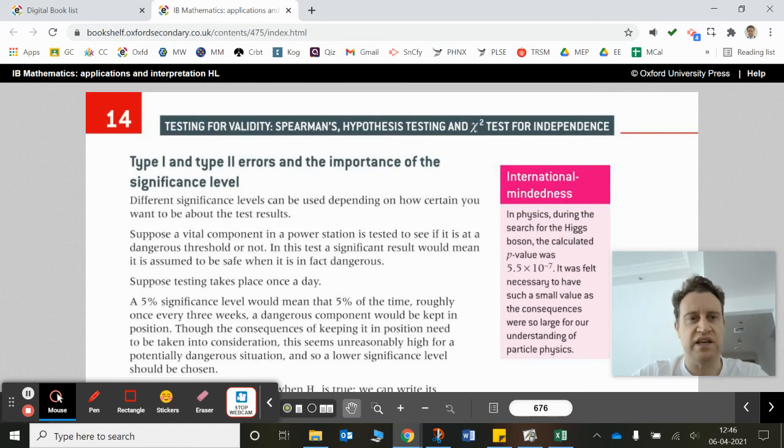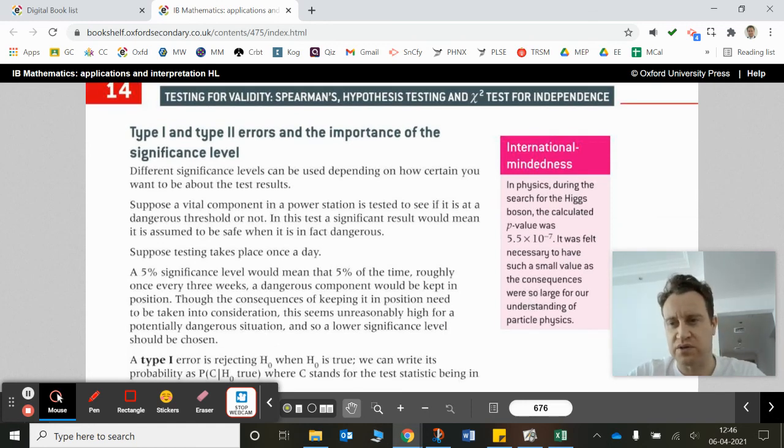The next little section is type 1 and type 2 errors, and then finally we're going to look at a bit of Bayes' theorem in the last exercise.